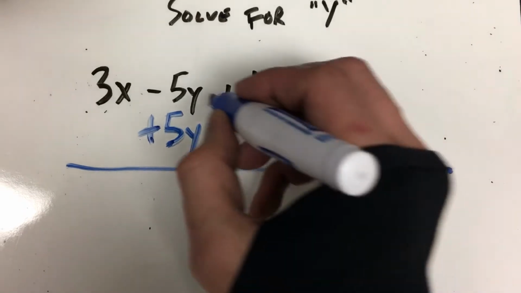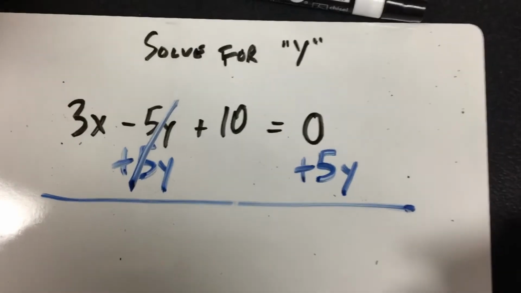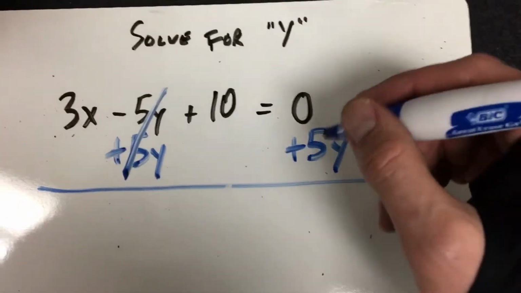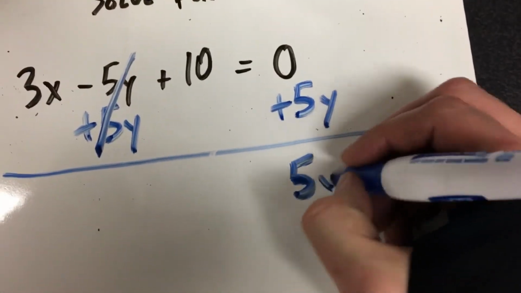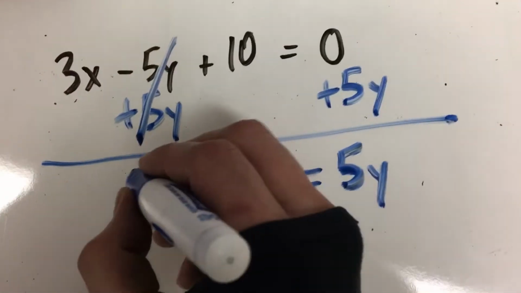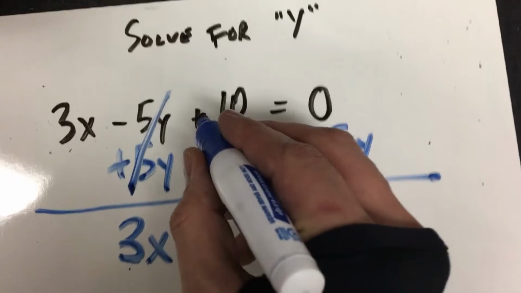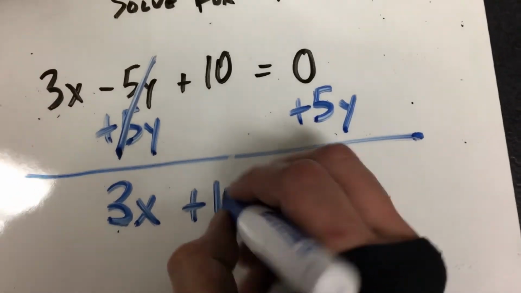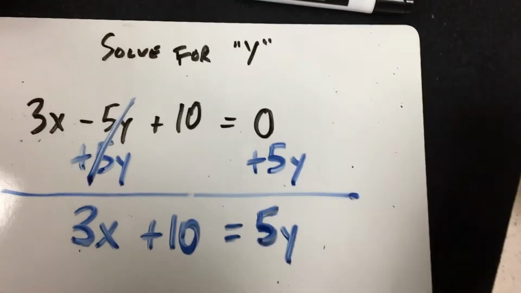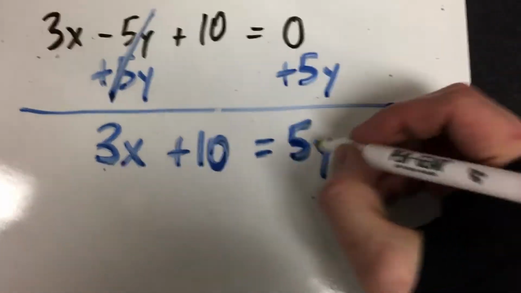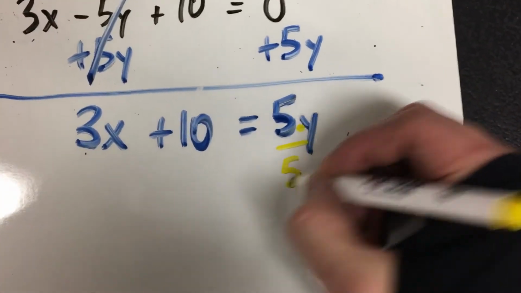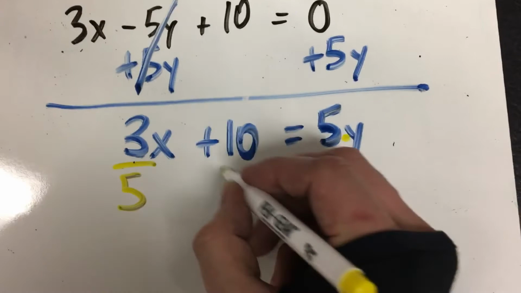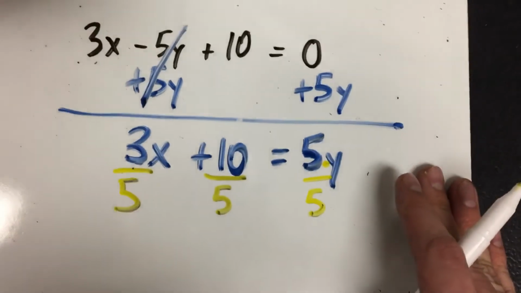What about this? Minus 5y and plus 5y cancels out on the left. Over here, anything plus 0 stays the same. Now this looks backwards. The 3x is still there. The plus 10 is still there. This looks backwards, but it's okay. It's the same idea, right? The y is being multiplied by 5. I'm going to divide by 5 here, here, and here. And this is going to be my final answer.